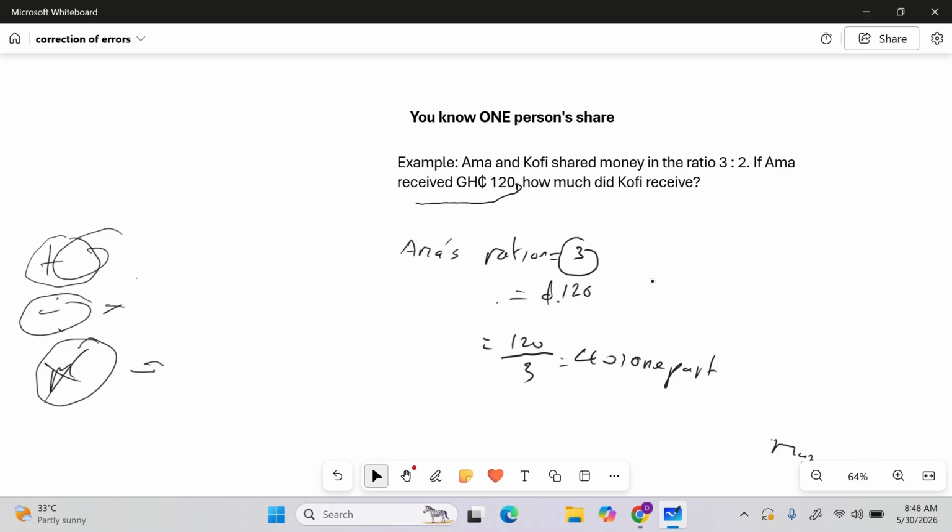So it means that Kofi will take 40 cedis too. Again, Kofi will take 40 cedis too because Kofi is taking 2 parts of the money and Amma is taking 3 parts of the money. So Amma had received 120 cedis by taking 40 cedis, 40 cedis, 40 cedis, 3 times. And Kofi will take 2.